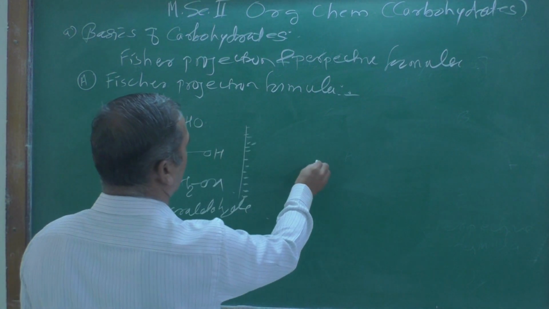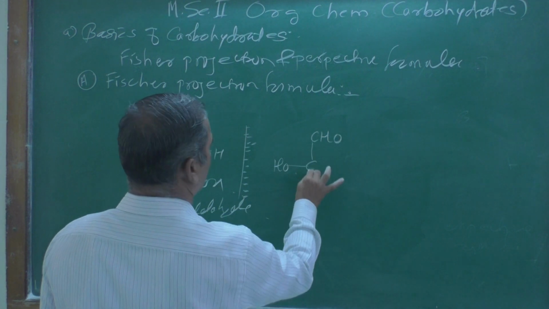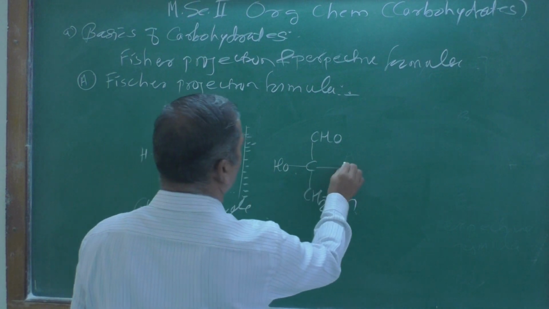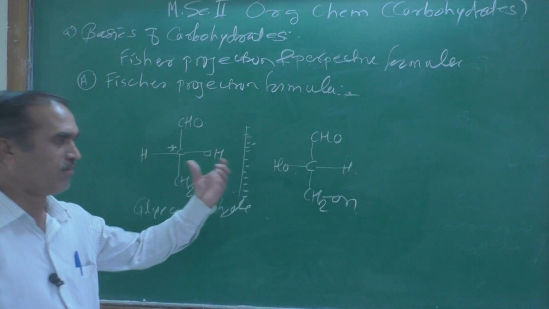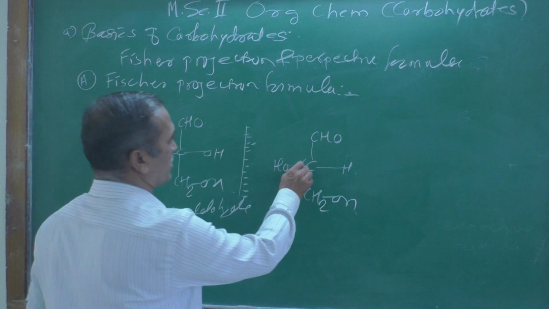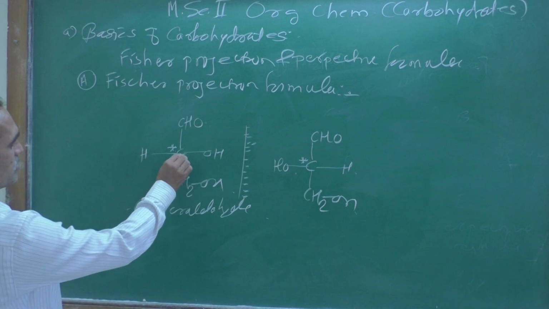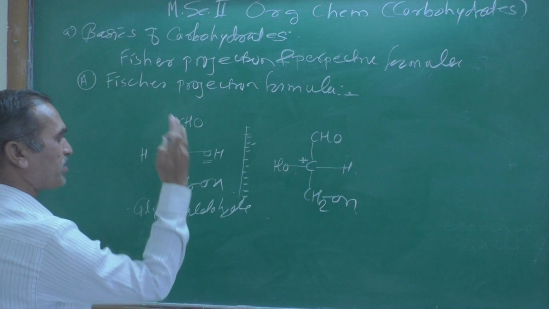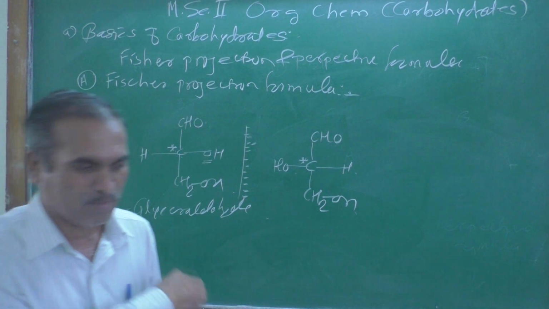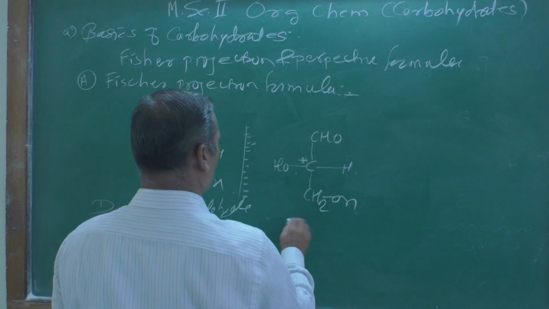And if you look here, what do you get? HO, then this CHO remains as it is, and this also CH2OH. Only the positions of the hydroxy group and the hydrogen are changed, and the rest remains as it is. Look at this chiral center: OH is present on the right-hand side. Therefore, it is designated as the D configuration. This is a relative configuration.